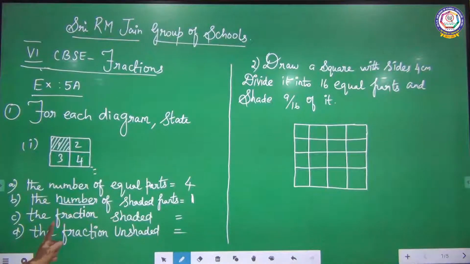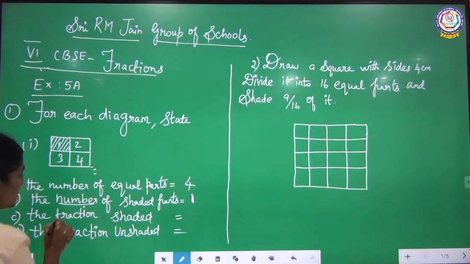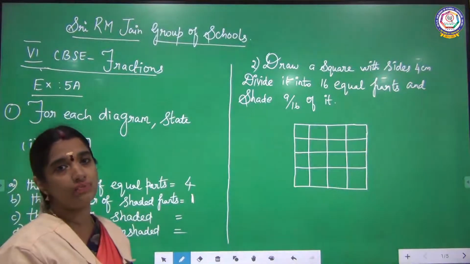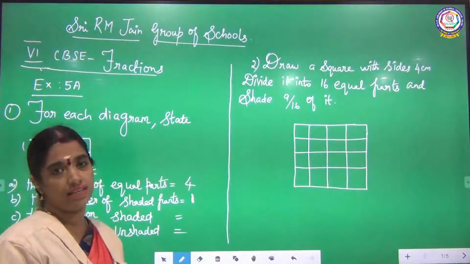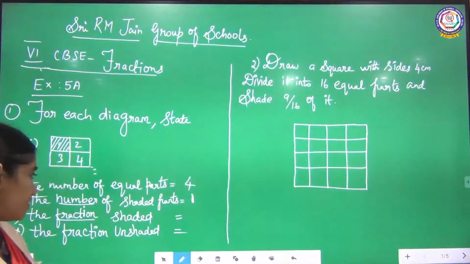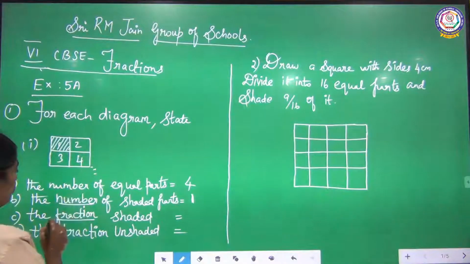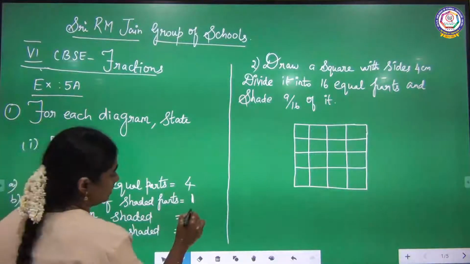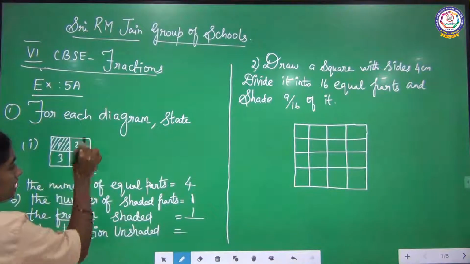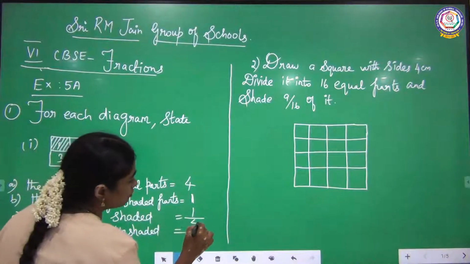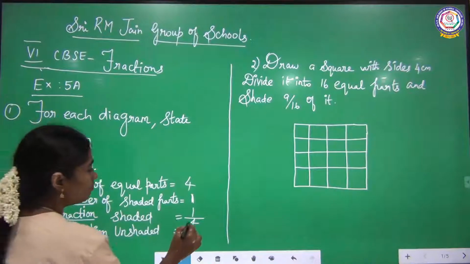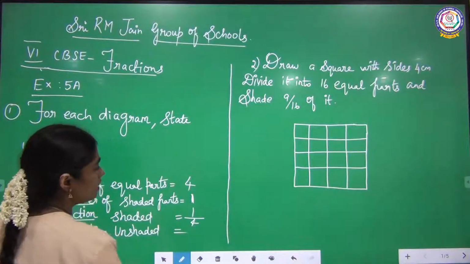And the fraction shaded. See, listen, they are asking in fraction. Fraction means you have a numerator as well as a denominator. So numerator, denominator means it is a fraction. So listen, the fraction shaded: the shaded part is 1 and the total number of equal parts is what here? 4. So I can write the answer to be 1 by 4. What is that? 1 by 4.